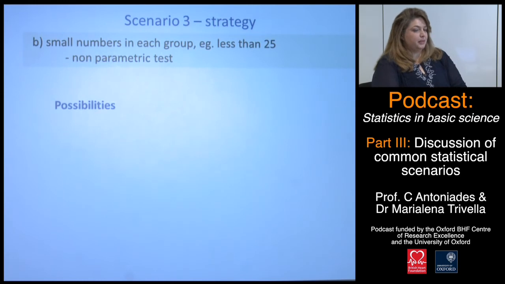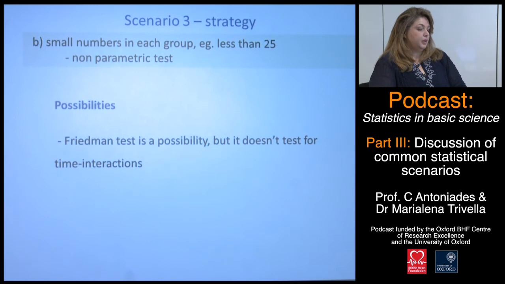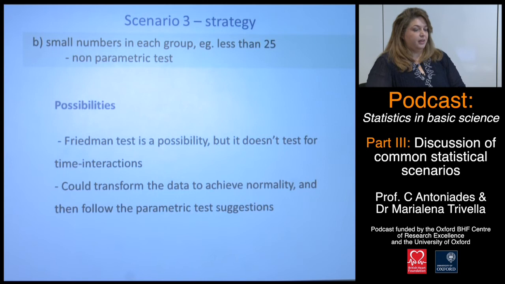If we look at the possibilities for smaller sample sizes, let's say we have less than 25, we're more likely to be looking at non-parametric tests, and one possibility here will be to go back and use the Friedman test. But unfortunately that test does not allow for time interactions, so we're at a bit of a loose end here. And the other possibility will be to transform the non-normal data and then go back and follow the suggestions for the parametric tests. Again, a statistician will be very handy at this stage.